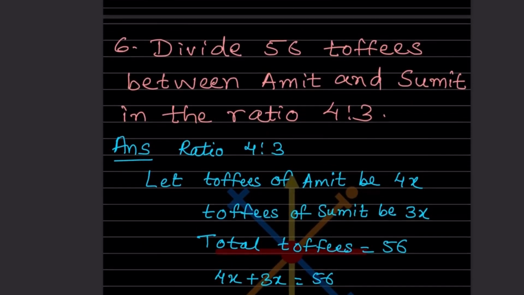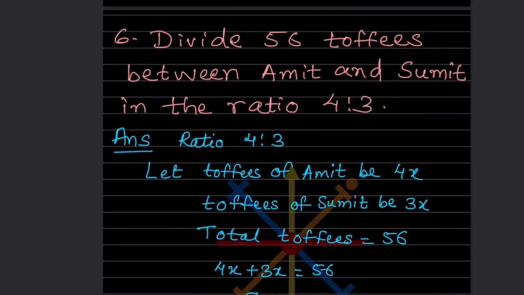Now the next question says divide 56 trophies between Amit and Sumit in the ratio of 4:3. So the ratio is 4:3. Let the trophies of Amit be, see here, this is Amit and Sumit, right? So 4 will be for Amit and 3 for Sumit. Let us put some variable so it becomes easy for the calculation. Let the trophies of Amit be 4x and the trophies of Sumit be 3x.